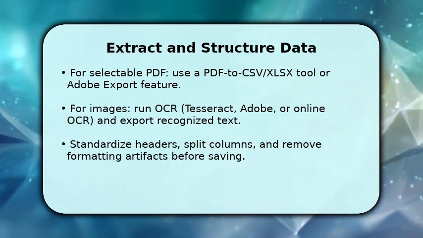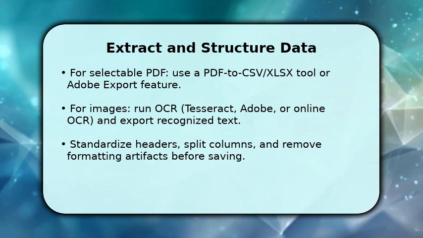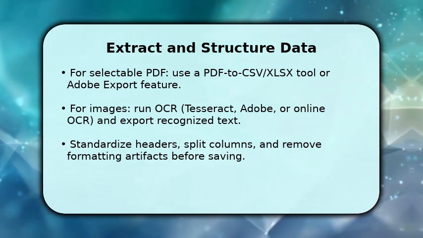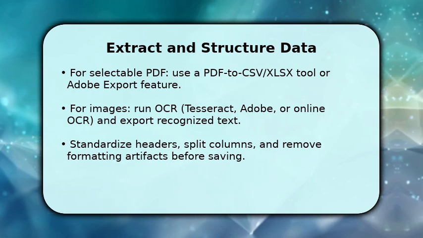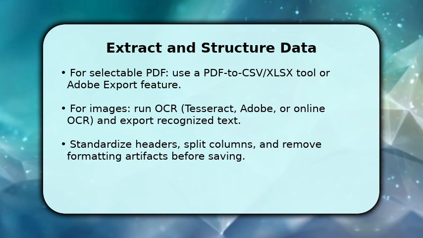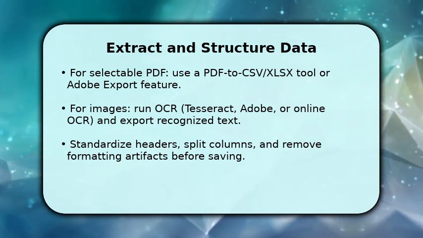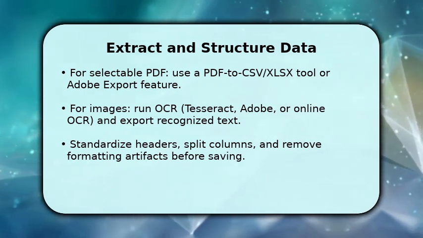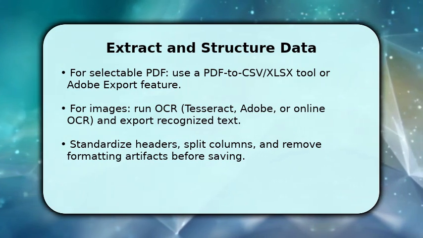If the PDF contains selectable text, use a reliable PDF to CSV or export to Excel function and choose table detection. If you have images, run OCR with Tesseract or a trusted OCR service, then export the results as CSV or TXT. Once you have raw text, clean it.